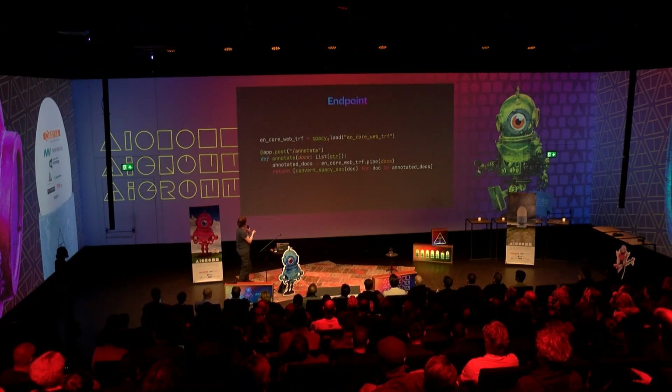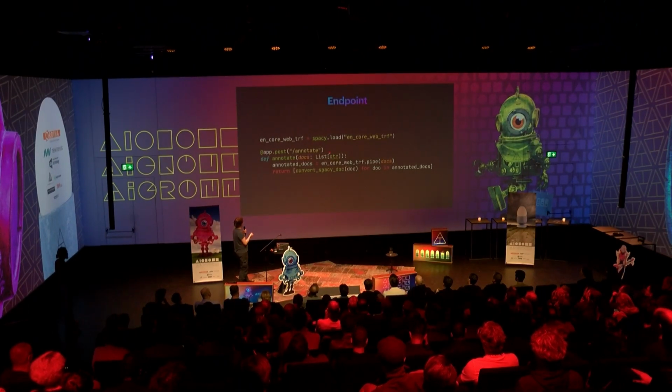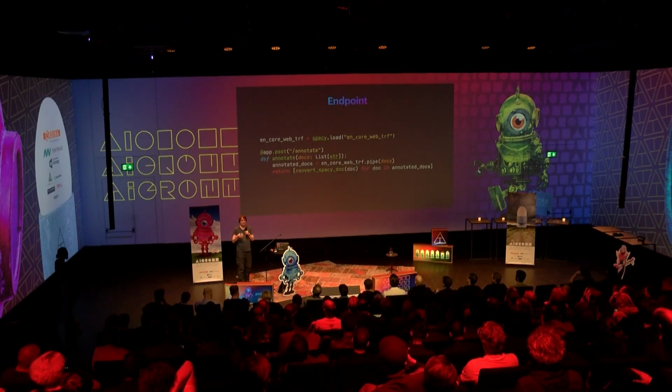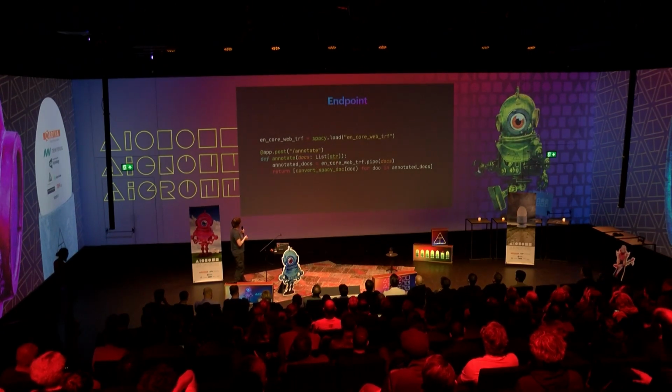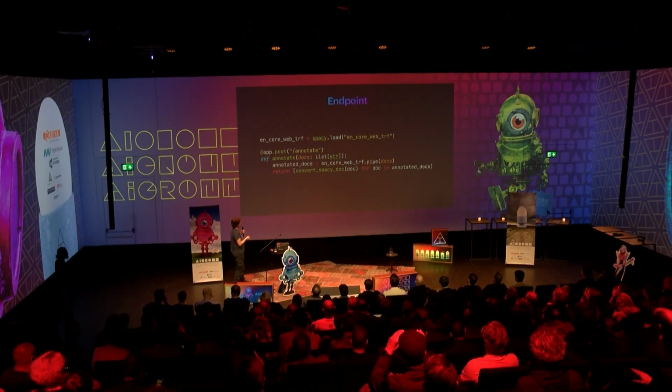So we first load up the model, and then we use annotations from FastAPI to define an endpoint. And we create a simple function called annotate, which takes a list of strings. Every document is provided as raw text, so we just take strings. And then we call our pipeline, which has a pipe method that does batch processing of the documents that come in. So what we get out are spaCy docs.